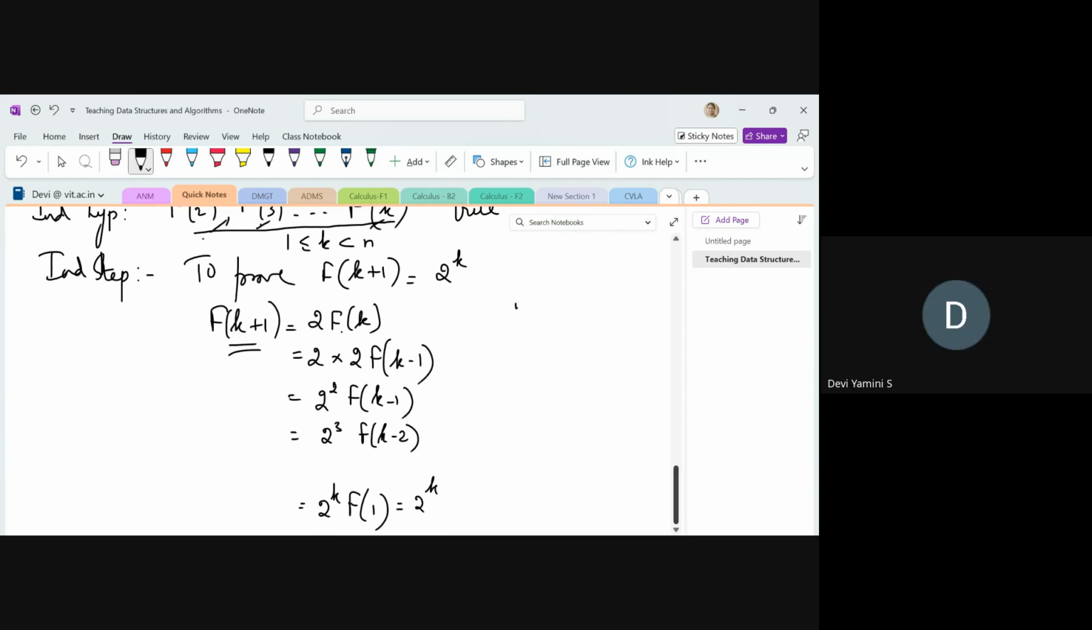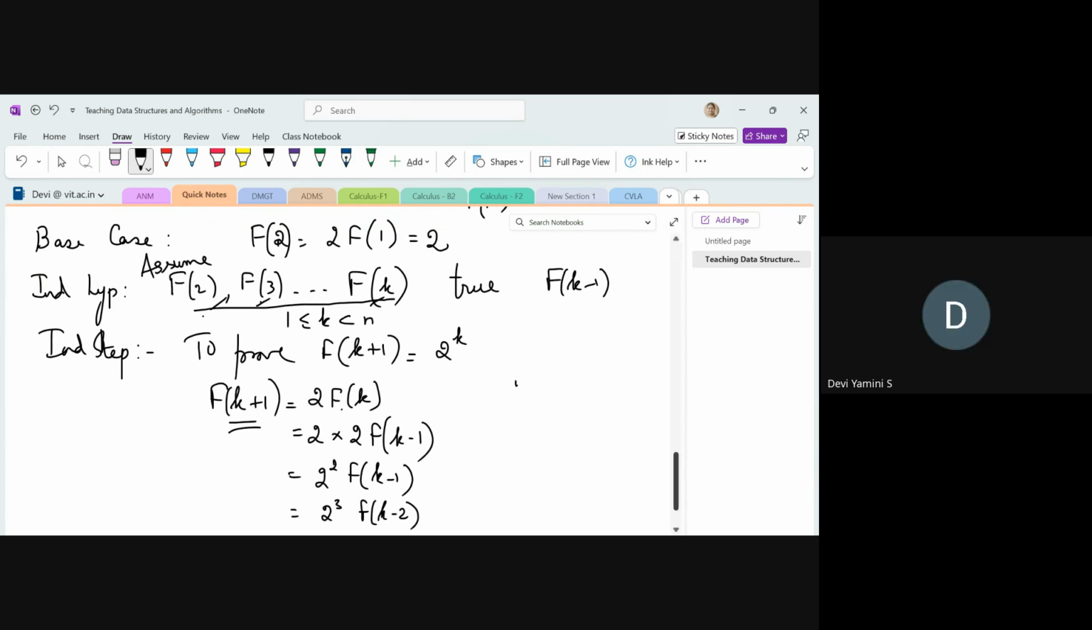Doing it with weak induction is also a possible methodology for this question, right? Can you tell me the proof? How do you go about it? The base case will be the same: f of 2 will be 2 times f of 1. And then the induction hypothesis will be: assume f of k is equal to 2 power k for some k. So we have to prove it for the k plus first step.